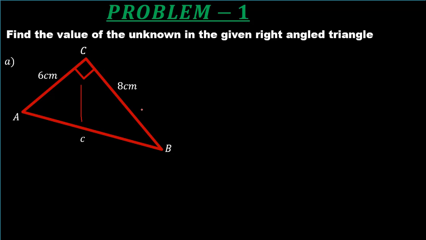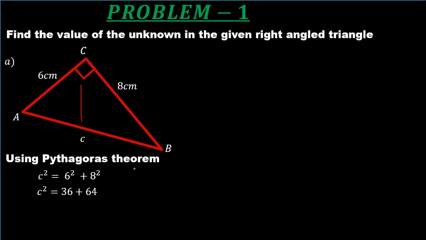So dear students, by applying the Pythagoras theorem in the given triangle, what are you going to get? See, our hypotenuse is the side C, and base and the perpendicular are 6 and 8. So according to Pythagoras theorem, hypotenuse square, C square, should be equal to the base square and the perpendicular square. So 6 square plus 8 square. Now by simplifying, we get C square equals 6 square is 36, 8 square is 64. Now you add them up and you are going to get 100.